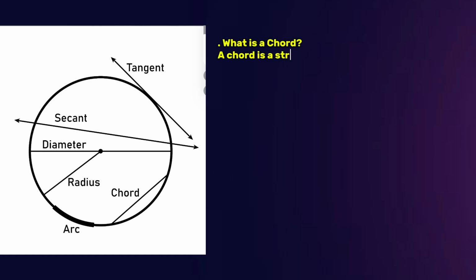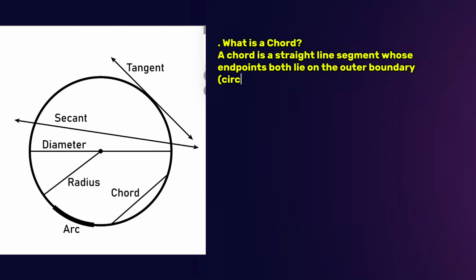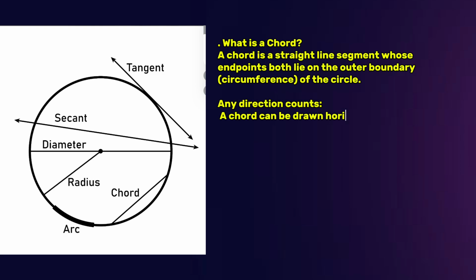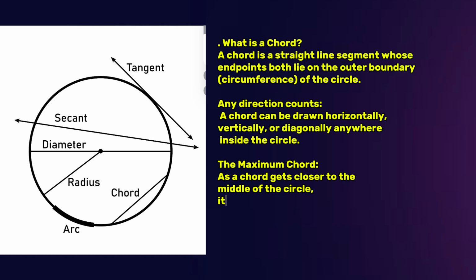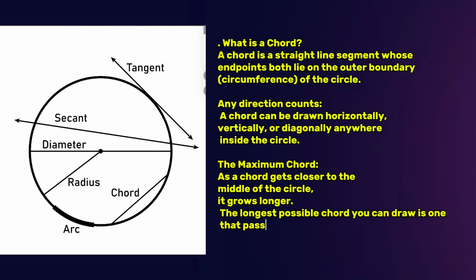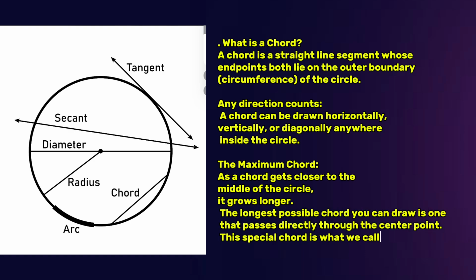Now, what is a chord? A chord is a straight line segment whose endpoints both lie on the outer boundary, the circumference, of the circle. Any direction counts. A chord can be drawn horizontally, vertically, or diagonally anywhere inside the circle. The maximum chord: as a chord gets closer to the middle of the circle, it grows longer. The longest possible chord you can draw is one that passes directly through the center point. This special chord is what we call the diameter.